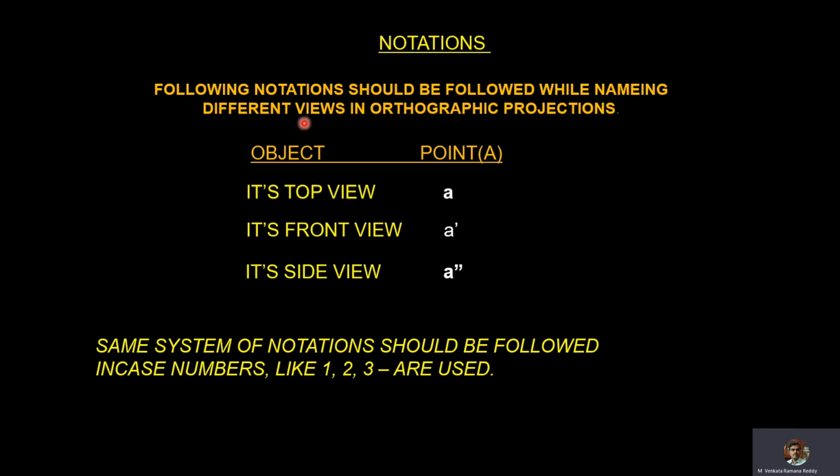What are the notations we use? The following notation should be followed while naming the different views in orthographic projections. Here, object and point. Say point A. Its top view is denoted by lowercase letter a. Its front view is denoted by lowercase letter a with prime. Its side view is denoted by lowercase letter a with double prime.